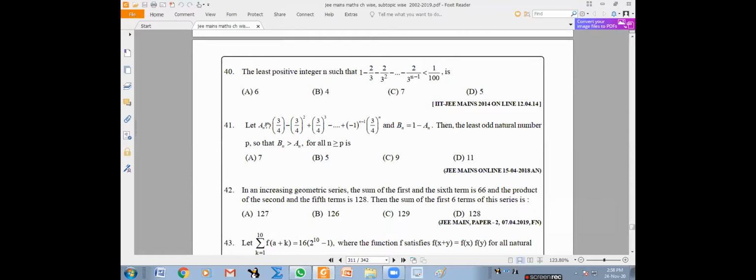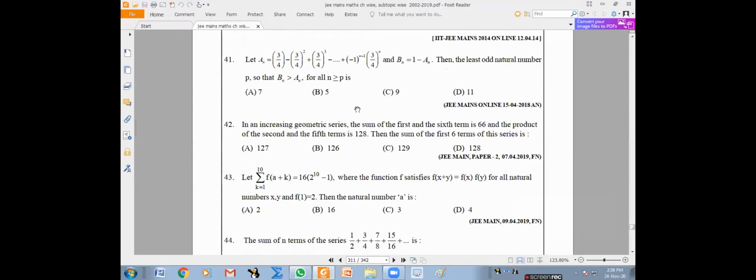All right. Up to 40, I hope everybody has done it, no doubt, right? Yes. Okay. 41 to 45. Somebody asked about 41. Let me explain that.